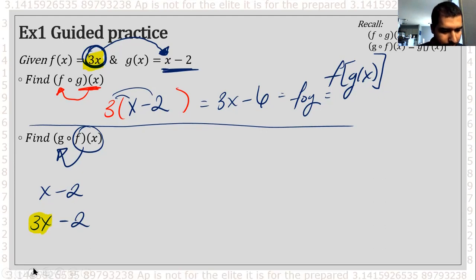Alrighty. Technical difficulties. All right, so this right here is my g o f, also known as my G of F of X.